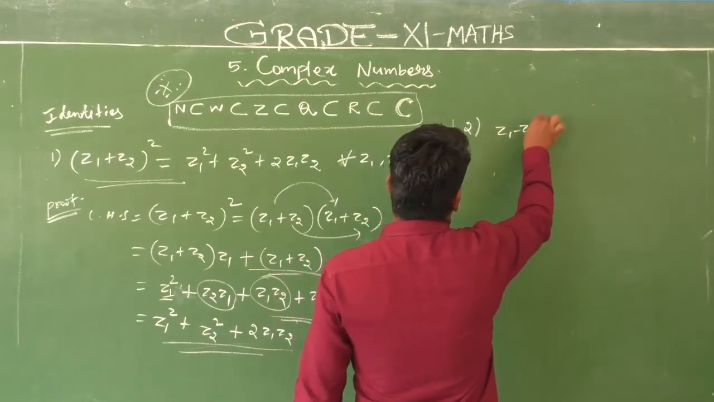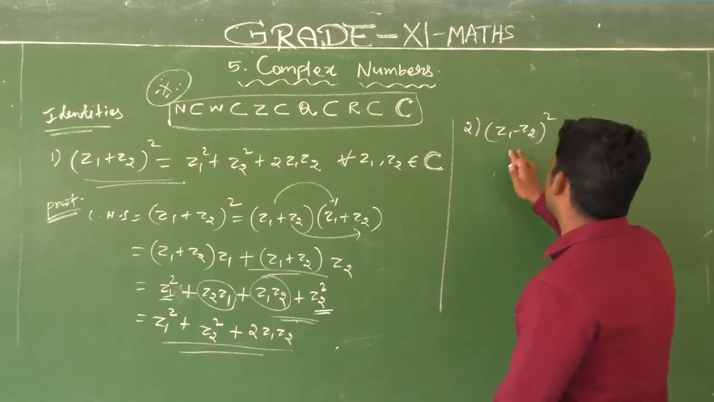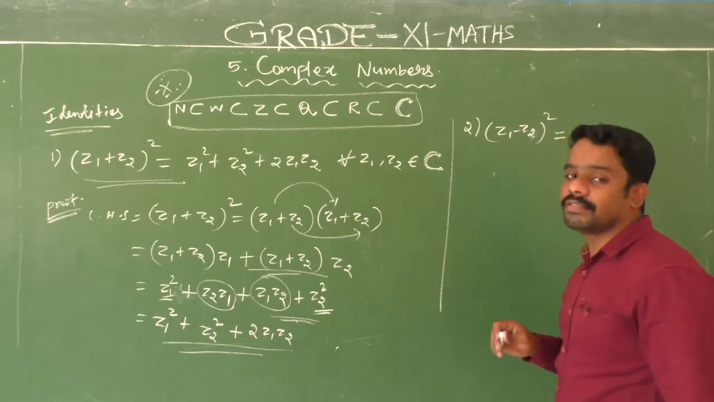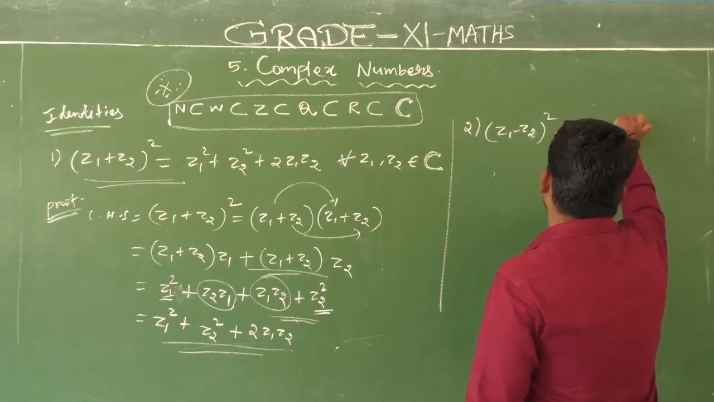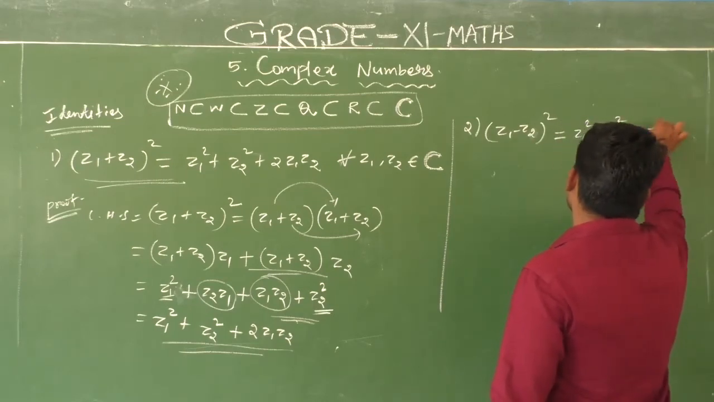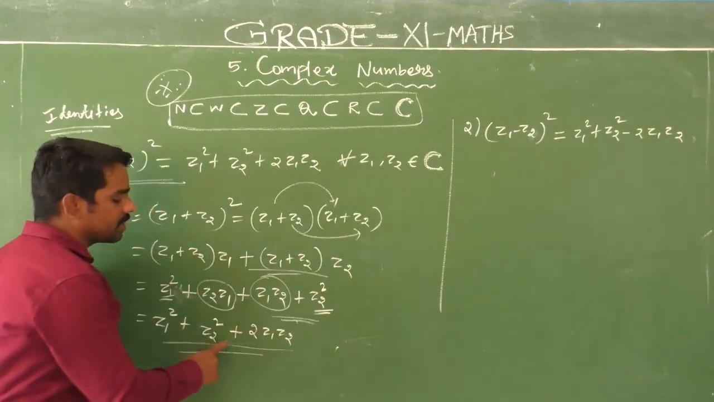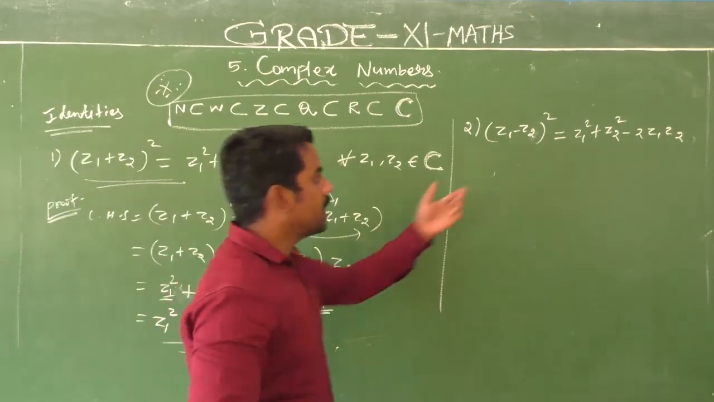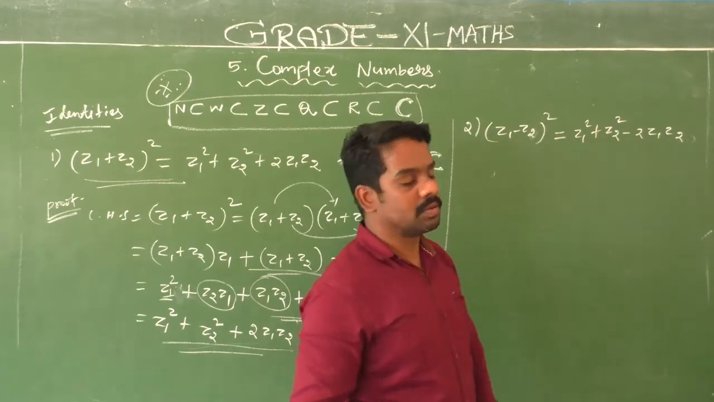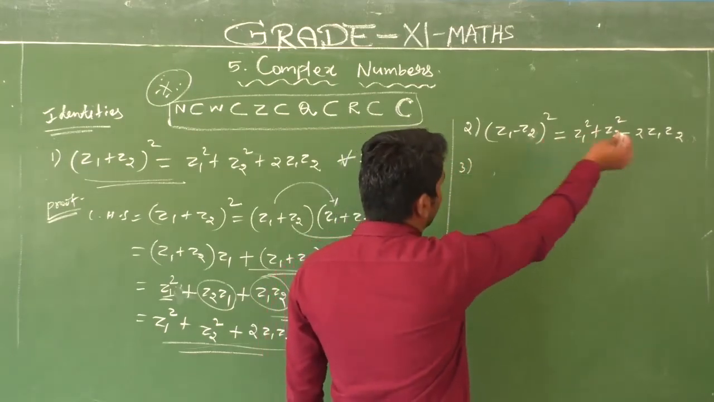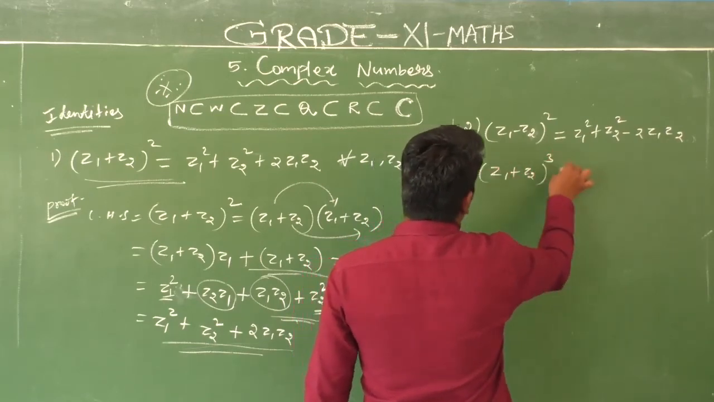Z1 minus Z2 the whole square. Similarly, we can do it. Z1 minus Z2 the whole square is the A minus B whole square formula. So Z1 square plus Z2 square, here minus, so minus 2 Z1 Z2. Here it was plus for Z1 plus Z2, so Z1 square plus Z2 square plus 2 Z1 Z2. But here, Z1 minus Z2 whole square, so Z1 square plus Z2 square minus 2 Z1 Z2. And third one, Z1 plus Z2 the whole cube.